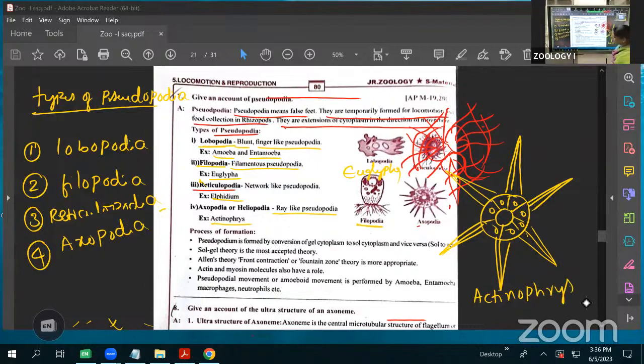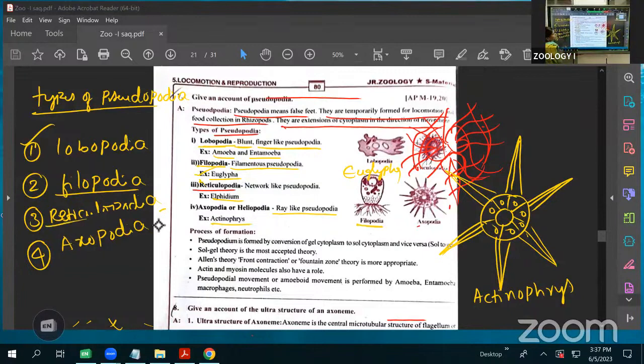With this, the types of pseudopodia are mainly temporary cytoplasmic extensions. Depending upon the shape, there are 4 types. They are called Lobopodia. Lobopodia is a blunt finger-like pseudopodia. Example, you can write Amoeba or Entamoeba. Next, the second type is called Filopodia. From the name itself, it is a filamentous pseudopodia. Examples are compulsory, you write them. For this, examples are important. Euglypha is the example for Filopodia.